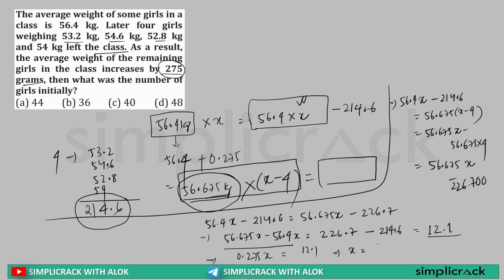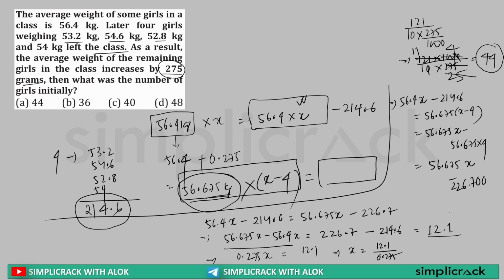Or I can write x is equal to 12.1 by 0.275, or this can be solved as 121 divided by 10 into 275 divided by 1000. So again this can be written as 121 into 1000 divided by 10 into 275. The zeros will cross out. Sir, here 11 into 11 is 121. Sir, 11 into 5 is 55, 25. Now 100 is there, so 25 is there. So 25 into 4 is equal to 100. So 11 into 4 is equal to 44.